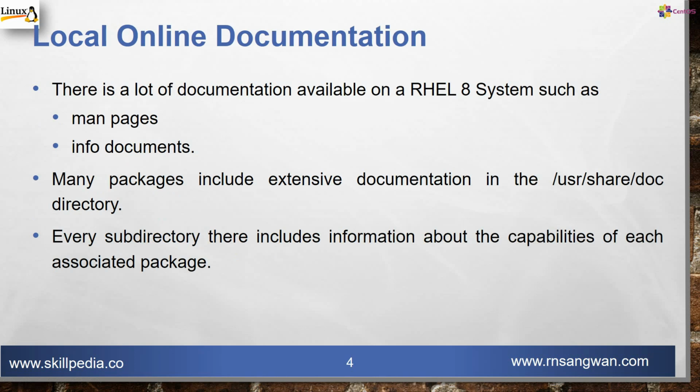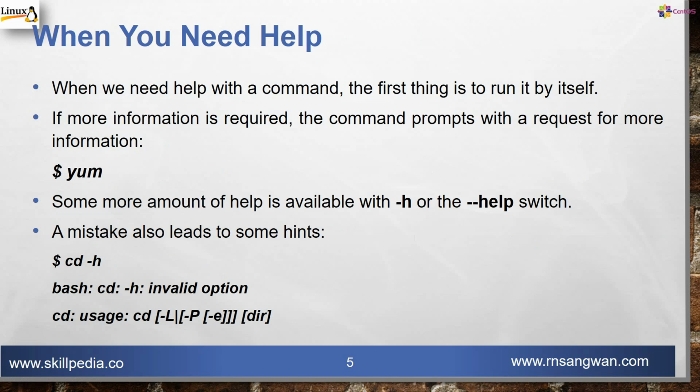There is a lot of documentation available on a RHEL 8 system, such as manual pages, info documentation, configuration files, and sample configurations. Many packages include extensive documentation in the /usr/share/doc directory. Every subdirectory there includes information about the capabilities of each associated package. When you need help with a command, the first thing is to run the command by itself. If more information is required, the command prompts with a request for more information, like if you type simply yum or cd -h. Let me talk about some examples and how to take help.